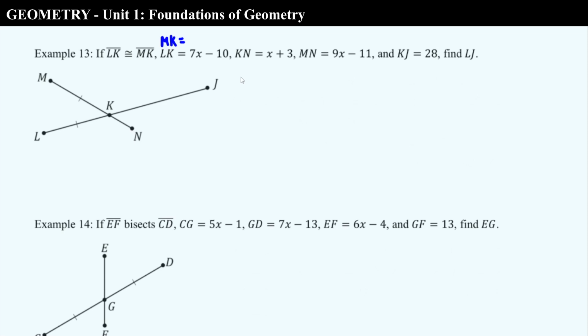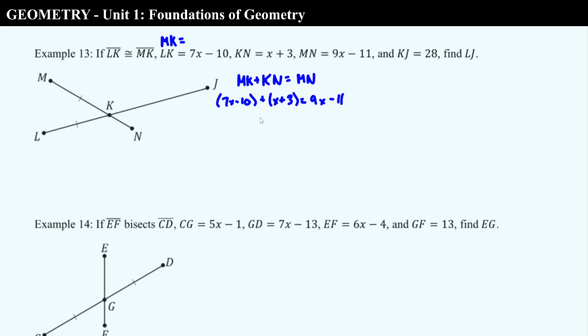So we know that MK plus KN equals MN. MK is 7x minus 10. KN is x plus 3. And MN is 9x minus 11. Okay? So we can find what x is.